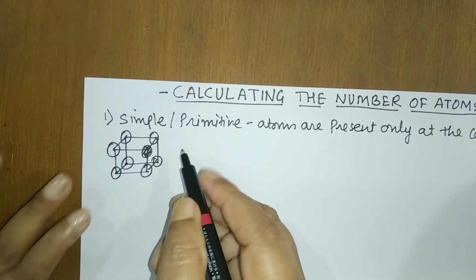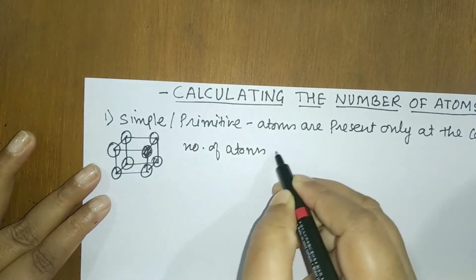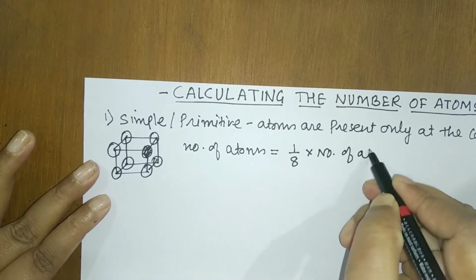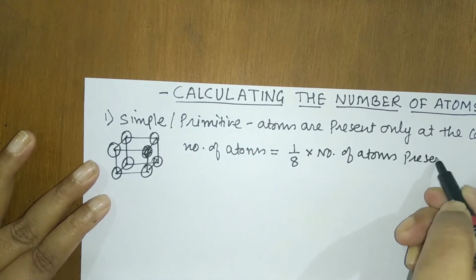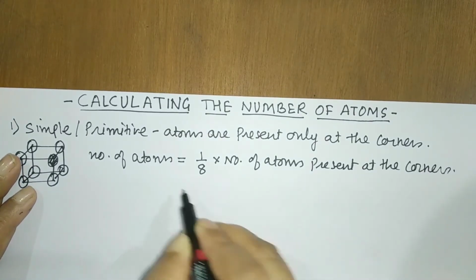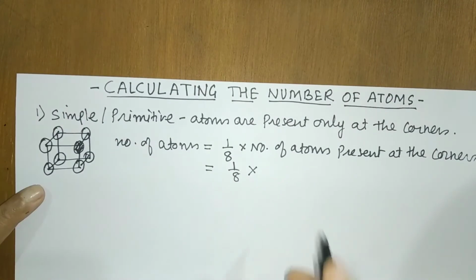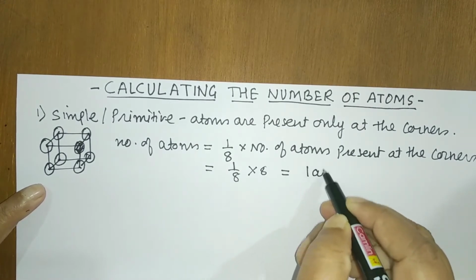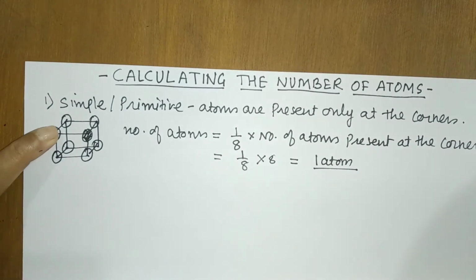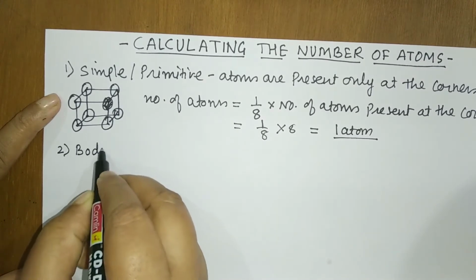So let us do the calculation for this. The number of atoms is equal to 1/8 into the number of atoms present at the corners. So that is 1/8 into, how many atoms are there, students? There are 8 atoms in a unit cell. So the total contribution is only 1 atom. So there is only 1 atom per unit cell in case of simple or primitive unit cell. Come to the next one, that is body centered.